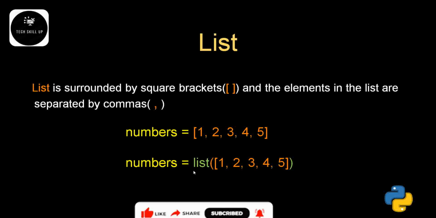And the second way of creating a list is by using a list constructor. We can use the list constructor, then within that we need to pass the parameters, whatever elements we want to create as a list. Here are the two ways to create a list. Then see the next one.